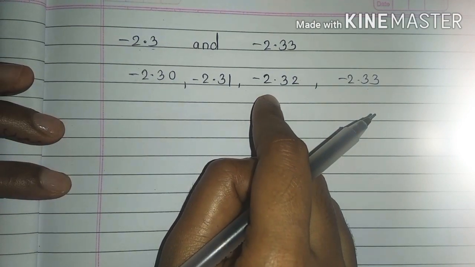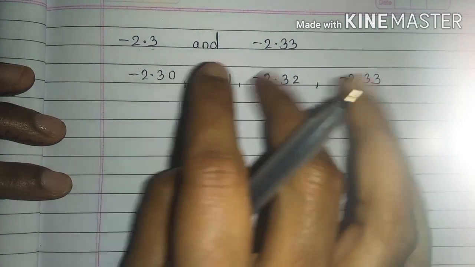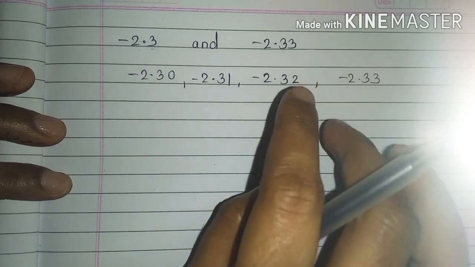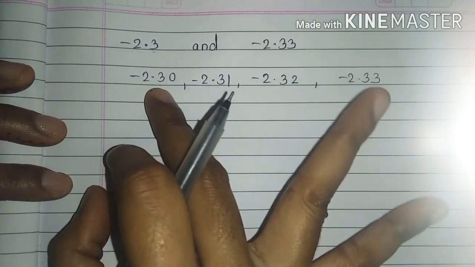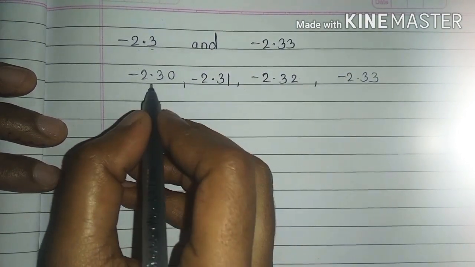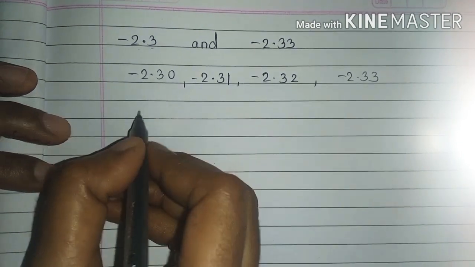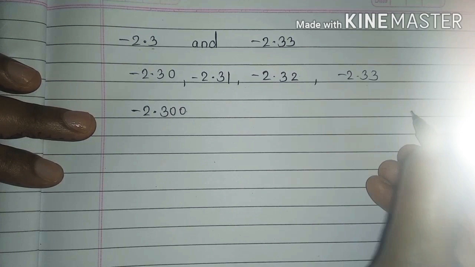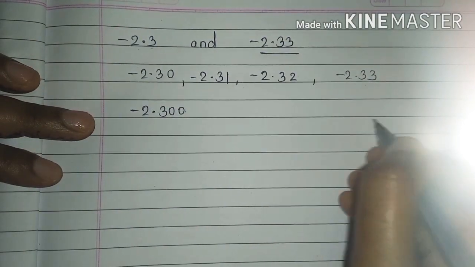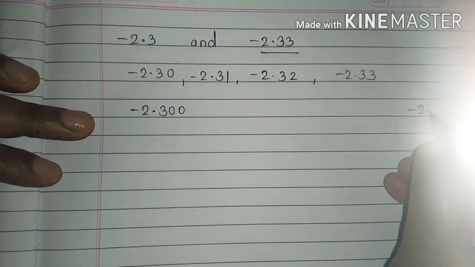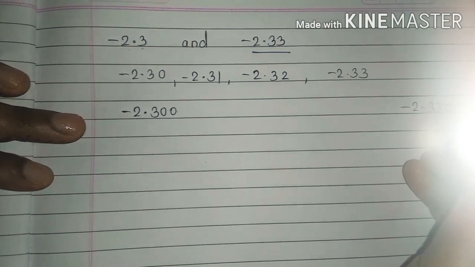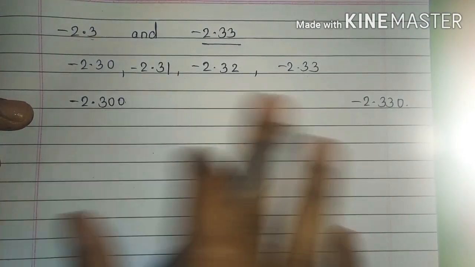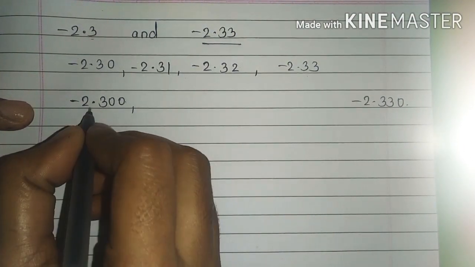In the question it is already given. We have to write any three rational numbers between these two numbers. So what we will do, we will make this a three-digit number. So this will become minus 2.300 and this will be minus 2.330.